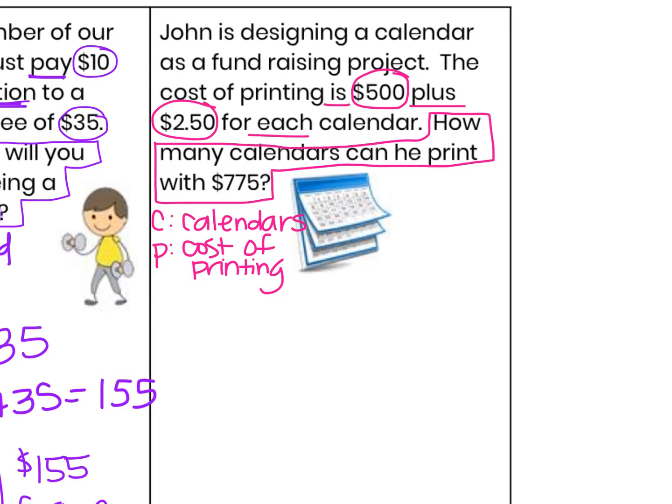So for our equation, we'll have cost of printing is, we know the word is equal sign, $500 plus $250 for each calendar, and the word each means multiply, so it'd be $250C. I'm sorry, this first one was supposed to be a P. So printing equals $500 plus $250 for each calendar.